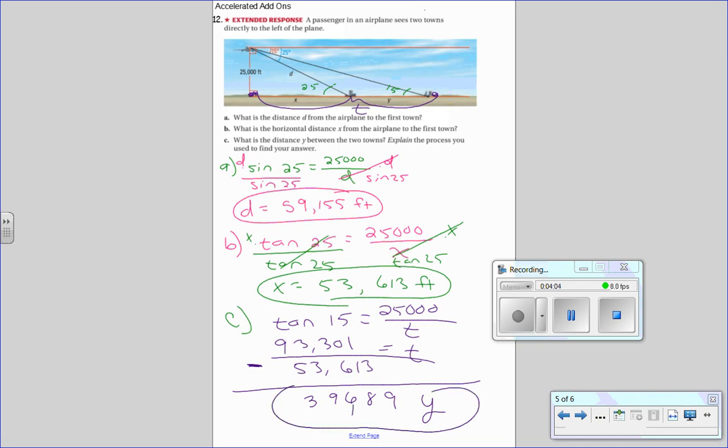I pretty much got it. Yeah, I'm pretty good. I don't like where that comma went. I'm slightly not lined up. Let me rewrite that.